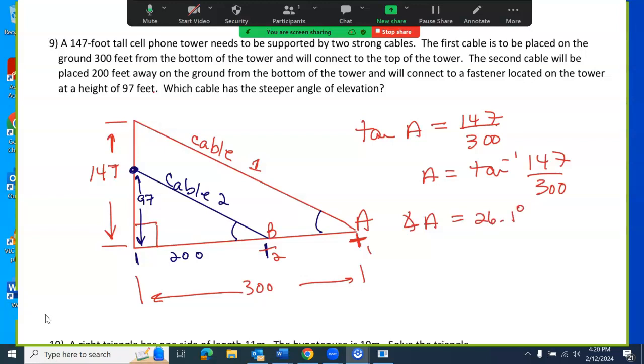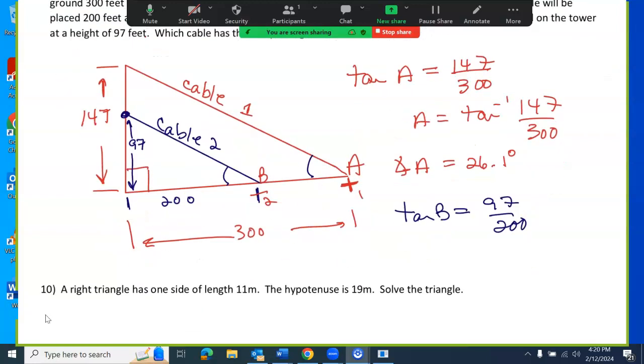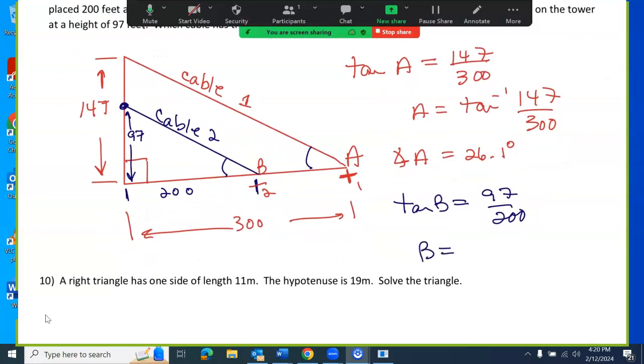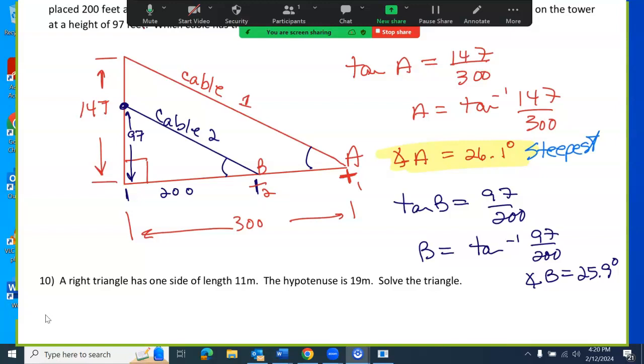Okay, so I'm going to change to blue. The tan of B equals 97 over 200. So therefore, B is going to be tan to the negative 1 of that value. And angle B ends up being 25.9 degrees. So which is the steepest? It looks to me like this is the steepest. Okay, that's the steepest. So angle A wins.